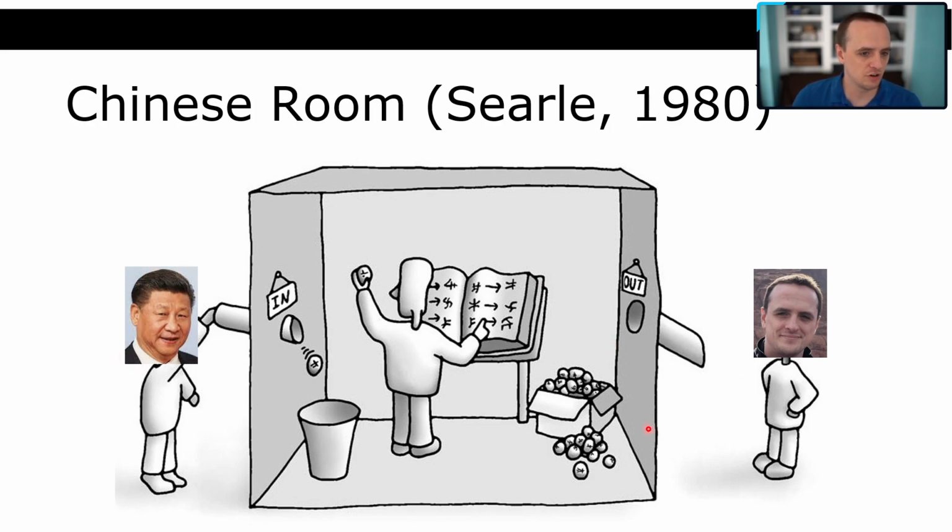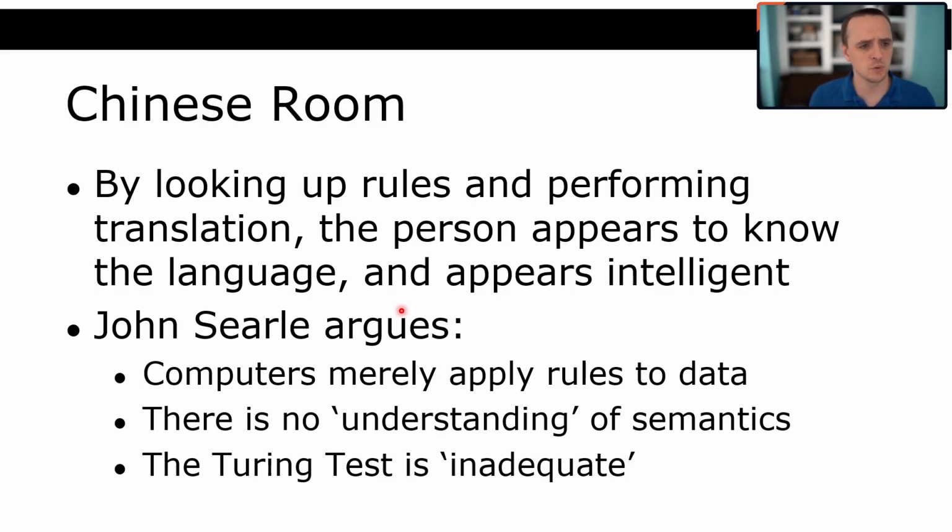And the point here being that, to the end users, this thing looks intelligent. The input is going in, the output is coming out, and the people think, oh wow, whoever is inside that room understands the Chinese language and can translate it into English. But it turns out the person in there has no idea that this is even a language. They're just looking at a symbol, going to the correct page in a book, finding the other symbol, and throwing it out, right? So what Searle was saying was that by looking up rules and performing translation, the person appears to know the language and they appear intelligent.